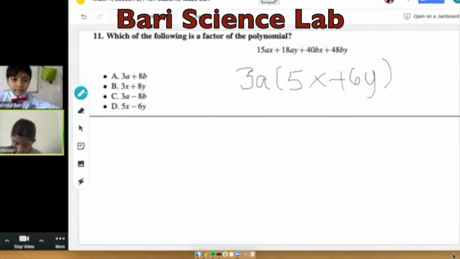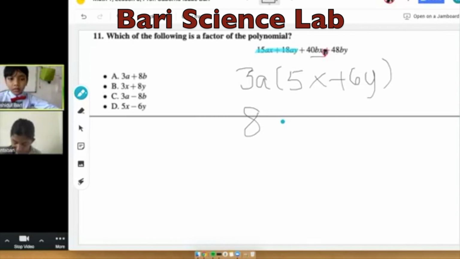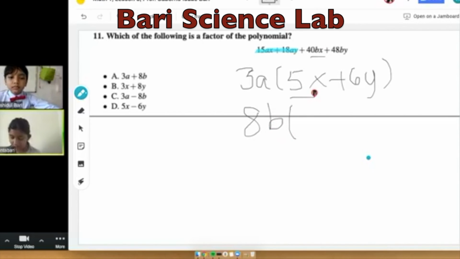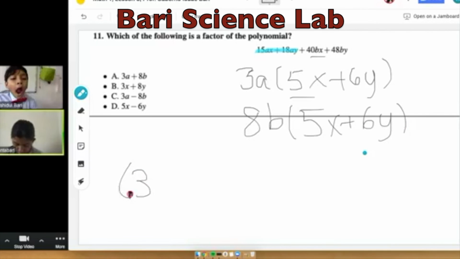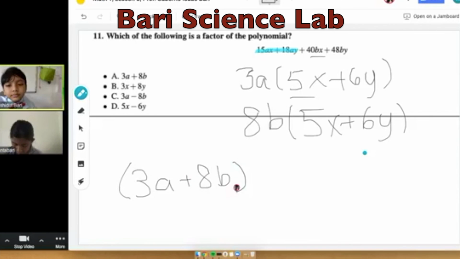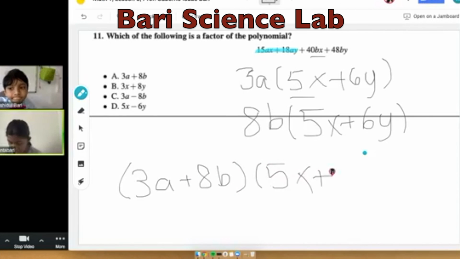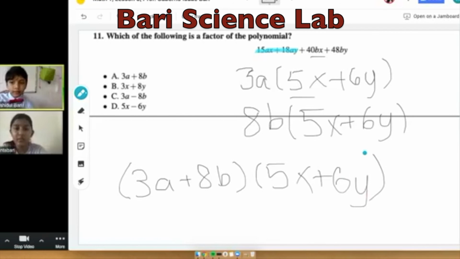Okay. So then 40 and 48, they both go by 8. 8 is a common factor for both of them, the greatest common factor. So let's put 8b. They both go to 5 and 6, so let's put 5x plus 6y. So then it would be 3a plus 8b and 5x plus 6y. Great. Okay, which choice shows 3a plus 8b, 5x plus 6y? A.